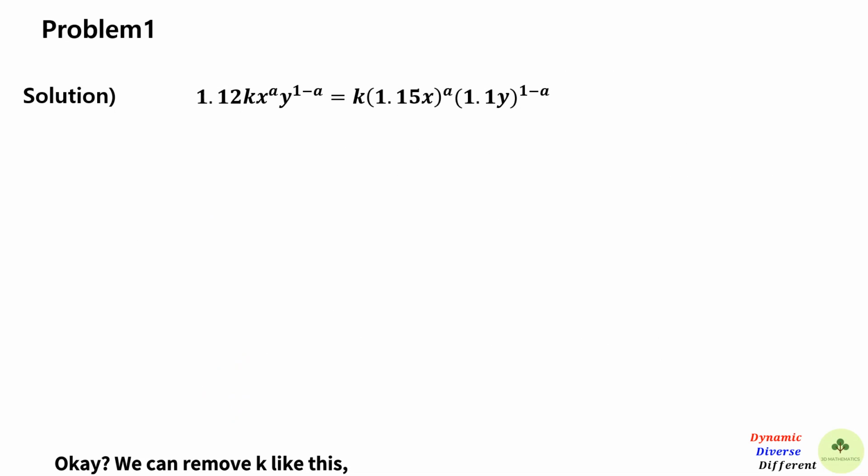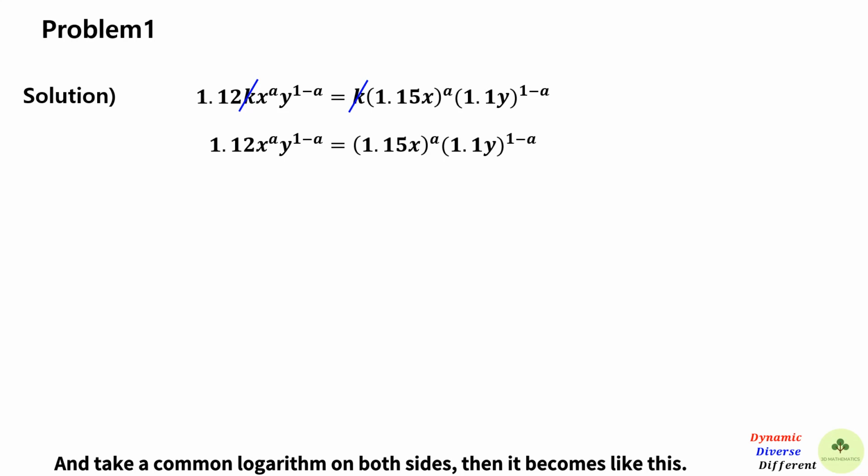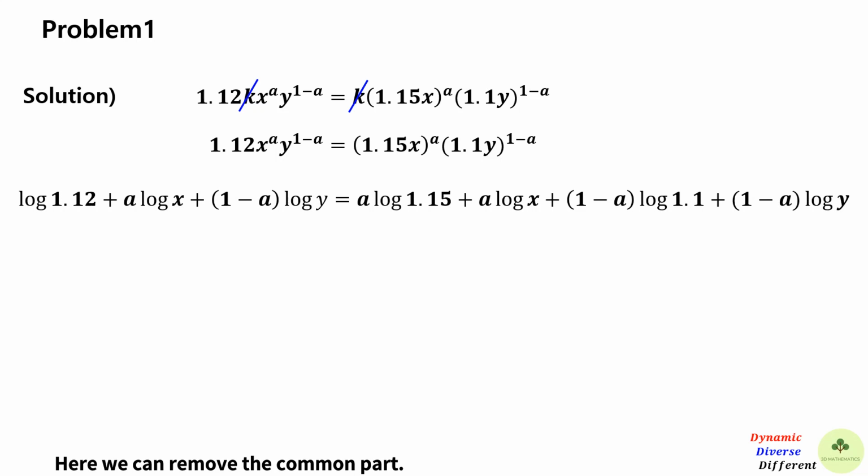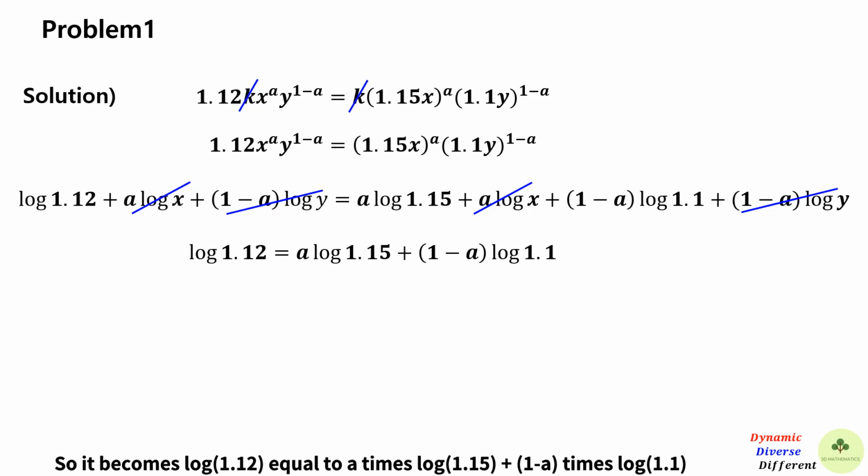We can remove k like this and take a common logarithm on both sides. Then it becomes like this. Here we can remove the common part. So it becomes log 1.12 equal to a times log 1.15 plus 1 minus a times log 1.1.